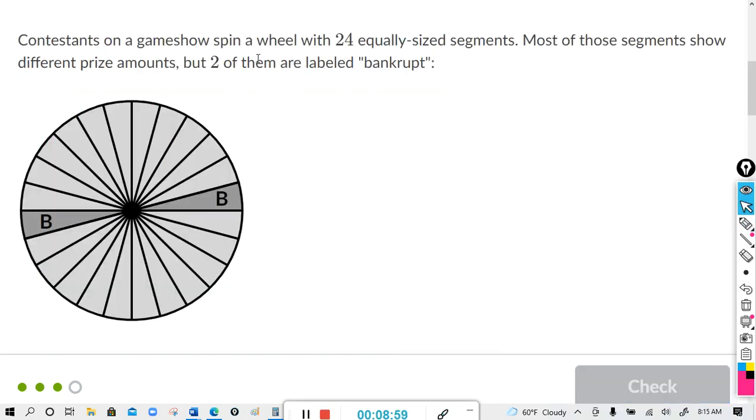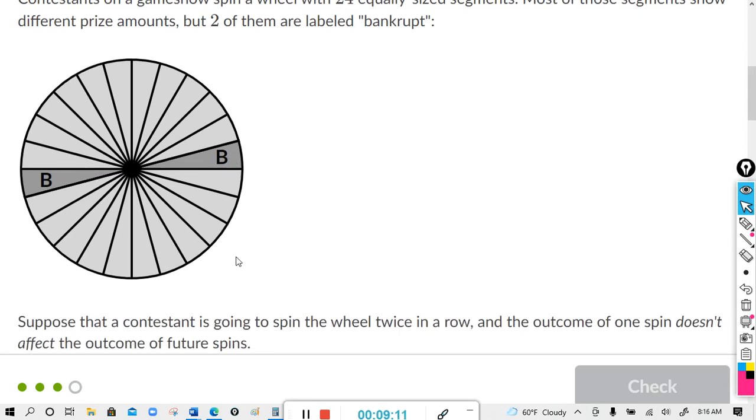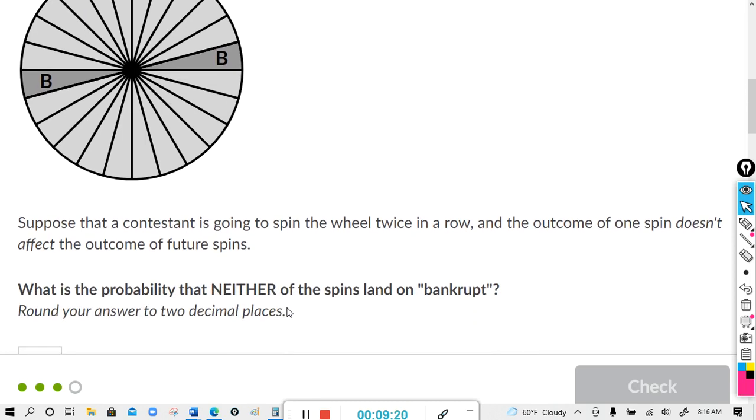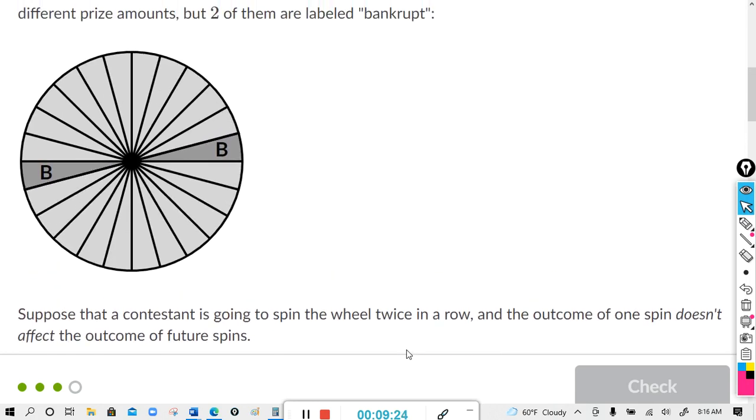Okay, contestants on a game show spin a wheel with 24 equally sized segments. Most of the segments show different prize amounts, but 2 of them are labeled bankrupt. Okay, right there and right there. Suppose that a contestant is going to spin the wheel twice in a row, and the outcome of one spin doesn't affect the outcome of future spins. What is the probability that neither of the spins land on bankrupt?